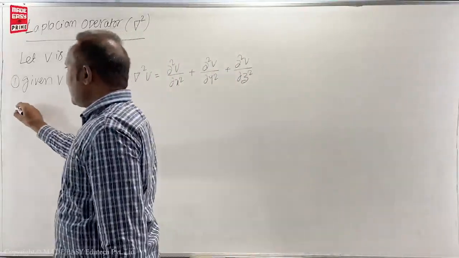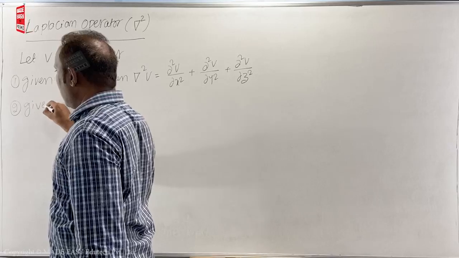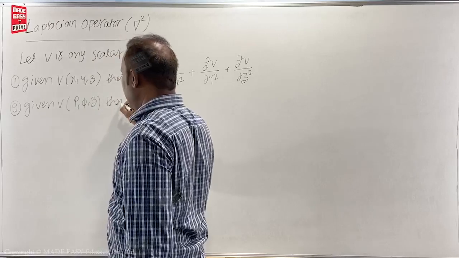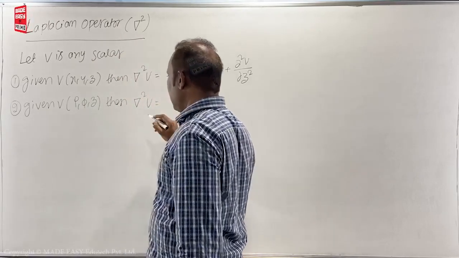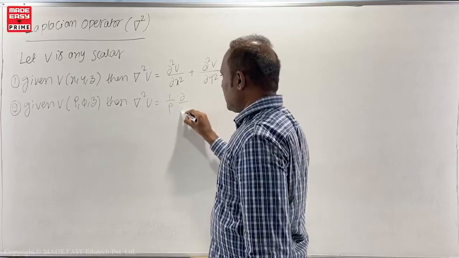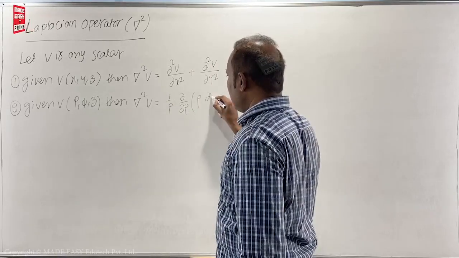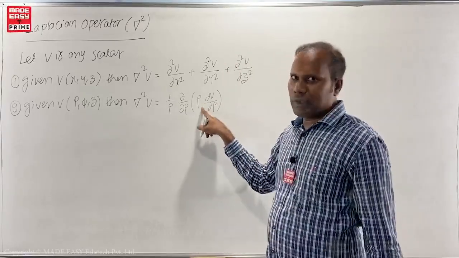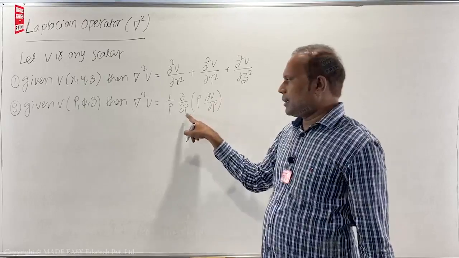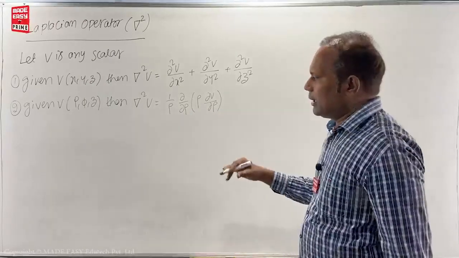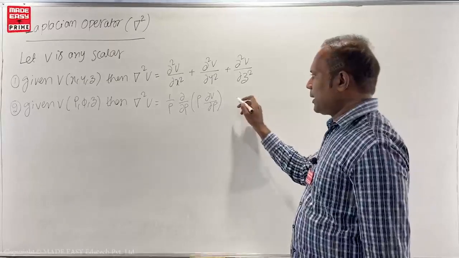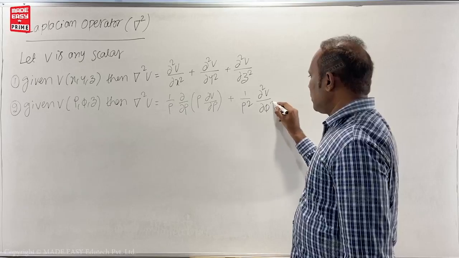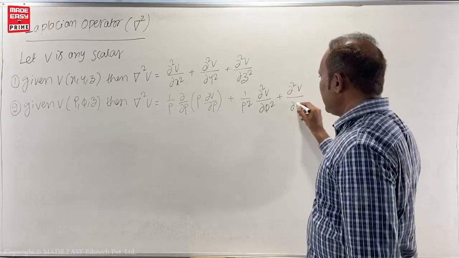Now coming to the second coordinate system: given scalar is a function of rho, phi, z, that means it is in the cylindrical system. Then del square V formula is 1 by rho, dou by dou rho, rho into dou V by dou rho. First you take single differentiation, then multiply with rho, then again you take second differentiation, then divide with rho. So that is the formula you get after derivation. You have to remember this. Then 1 by rho square, dou square V by dou phi square, plus dou square V by dou z square.